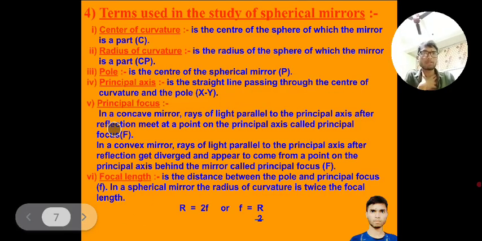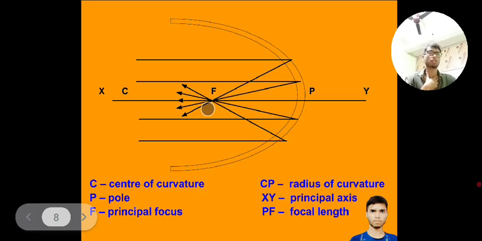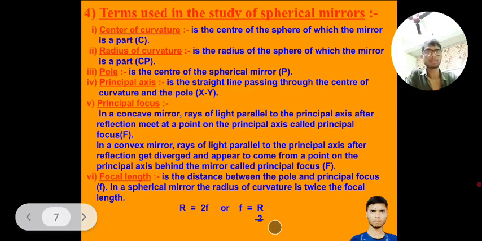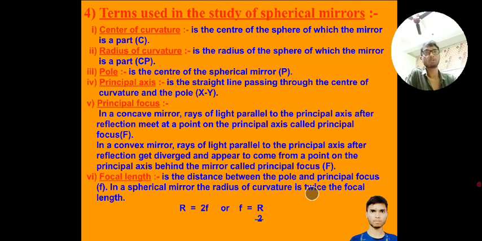Now next we have the principal focus. This is a focus, known as the principal focus. This is the principal axis. Now it is done. Next, in a convex mirror, rays of light parallel to the principal axis, after reflection, diverge and appear to come from a point on the principal axis behind the mirror, called the principal focus.